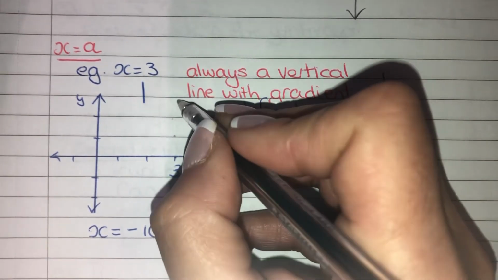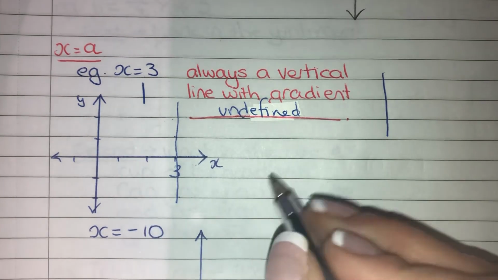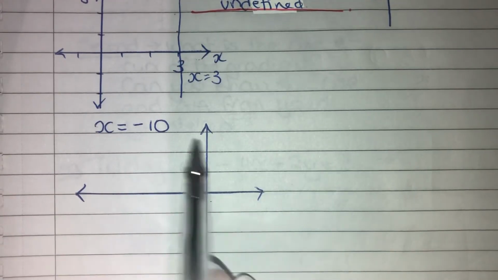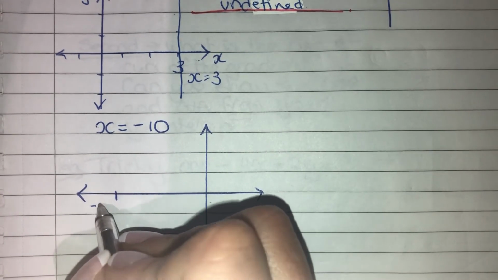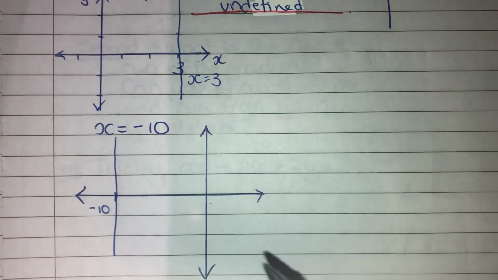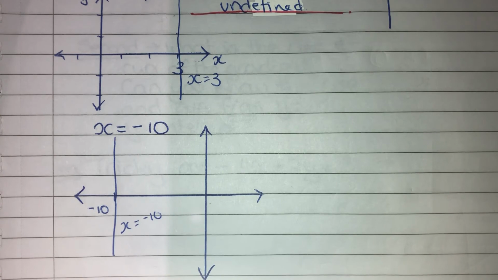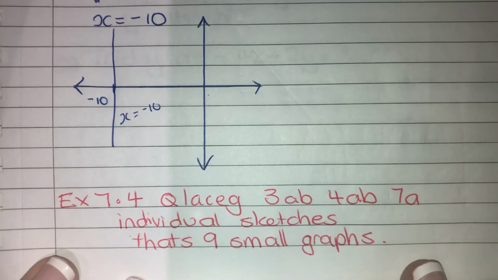So we have x equals 3, so we draw a vertical line and we label it. X equals negative 10, so this time it's down here. This is where x equals negative 10. And we draw a vertical line, so x equals negative 10. And that's what we've got today, which is pretty straightforward, I'm thinking.